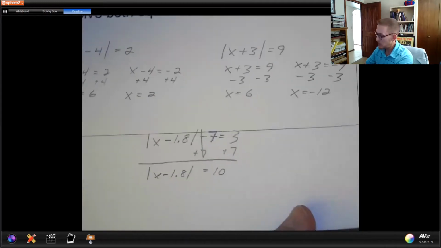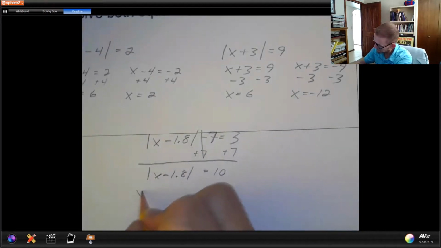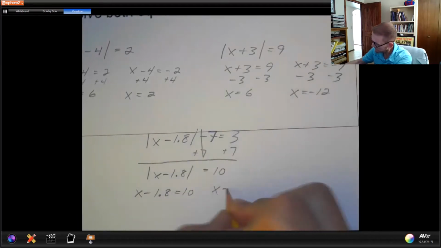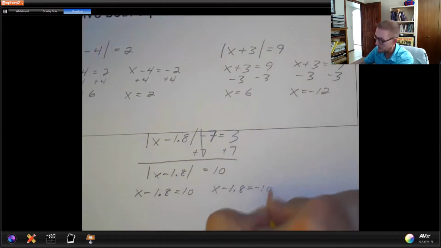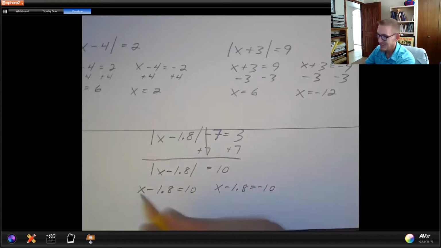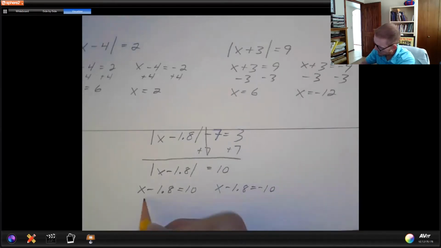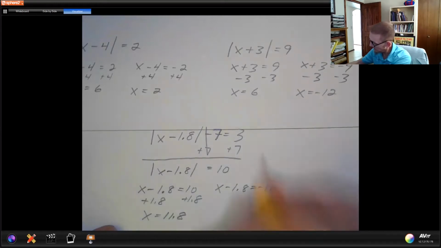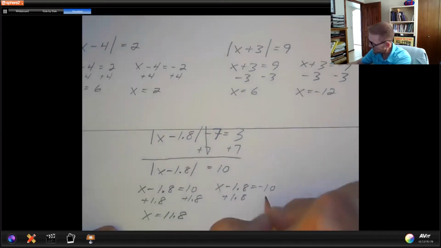Now create your two equations. X minus 1.8 equals 10. X minus 1.8 equals negative 10. We can, if we'd like, get rid of decimals like we did in the solving equations unit. So you'd multiply by 10, and then you can solve from there. And this one isn't terribly difficult, so I'm not going to do that, but we could get rid of them if we wanted. I'm just going to add 1.8. X equals 11.8. And then I'll add 1.8 to this one.